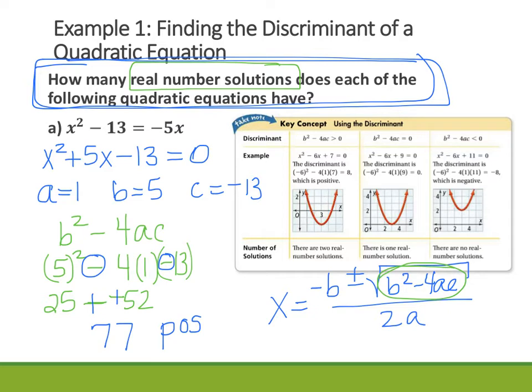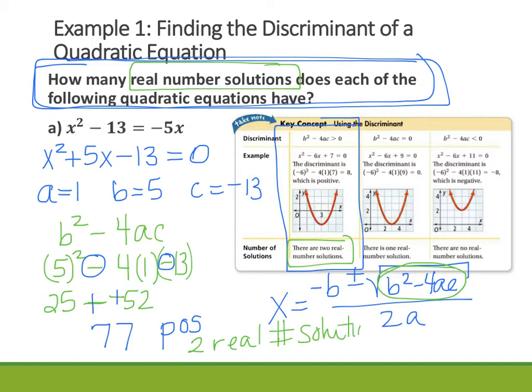Since the discriminant is positive, that tells me that I'm in this section of the chart right here. And there are 2 real number solutions. So I'm answering the question that was asked of me up here. How many real number solutions does each quadratic equation have? This particular quadratic equation has 2 real number solutions.